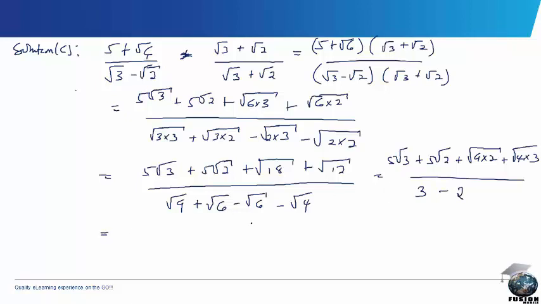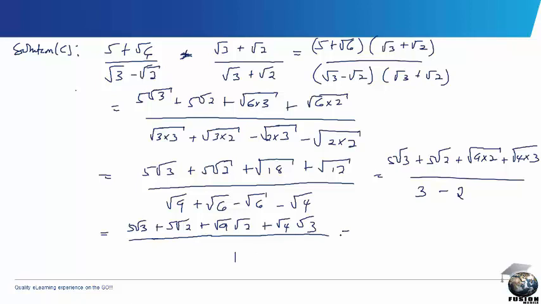Okay, so on the next line we have 5 root 3 plus 5 root 2 plus root 9 root 2 plus root 4 root 3. Alright, so we have 3 minus 2 to be equal to 1, which is equal to 5 root 3 plus 5 root 2. Okay, and then plus square root of 9 is 3 root 2, plus square root of 4 is 2 root 3, all over 1.